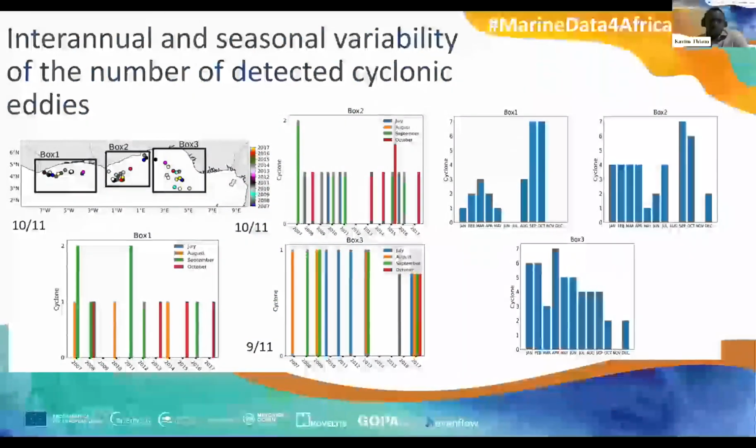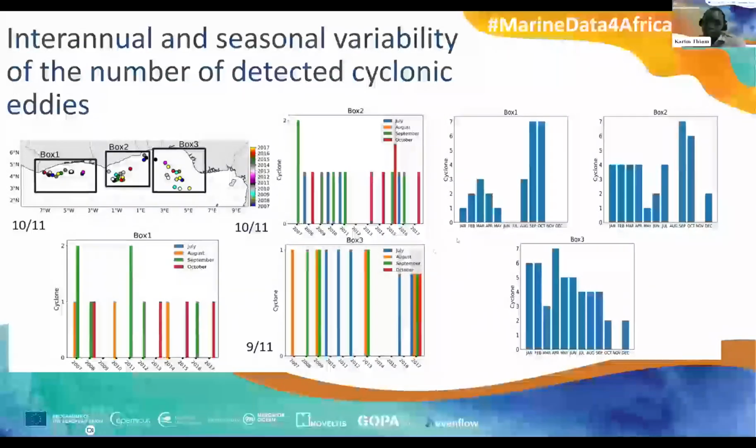To see the interannual and seasonal variability of the detected eddies, I perform this by separating the detected eddies into different boxes: box 1, box 2 and box 3, in the vicinity of the Niger River. So we can see that every year, at least one cyclonic eddy is found. For box 1, we have 10 years out of 11 with a detected cyclone, and the same for box 2 and box 3.